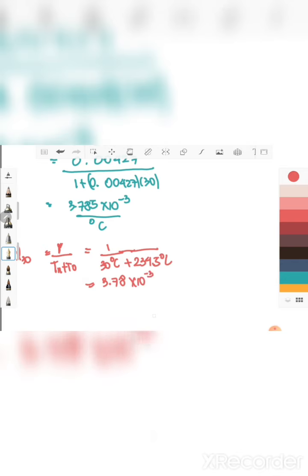So can I use that, if ever? Okay lang. Pwede. As long as you would relate it to the problem.